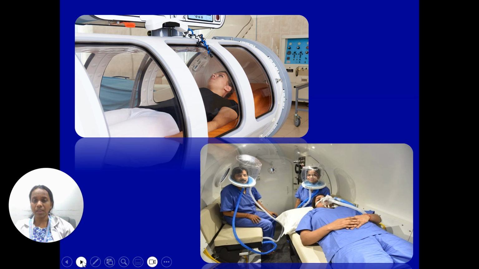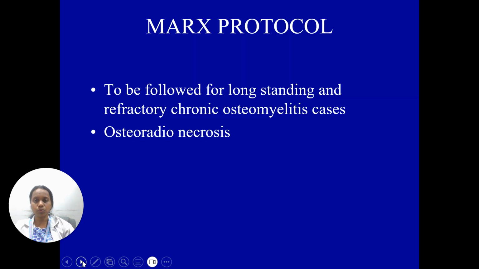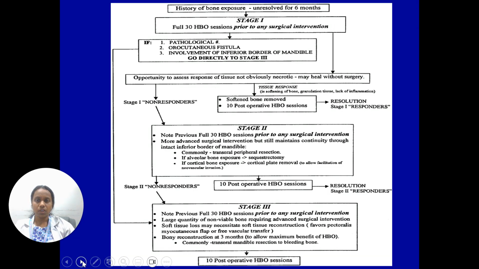Osteomyelitis management, as dictated by Marx's protocol, in case of long-standing or chronic osteomyelitic cases and osteoradionecrosis, we have to stage them into stage 1, 2, and 3. Stage 1 is 30 dives of HBO given prior to any surgical intervention, and observe the patient. If the patient shows any improvement or response of the tissue and it is healing without any surgery, then you just observe the case.